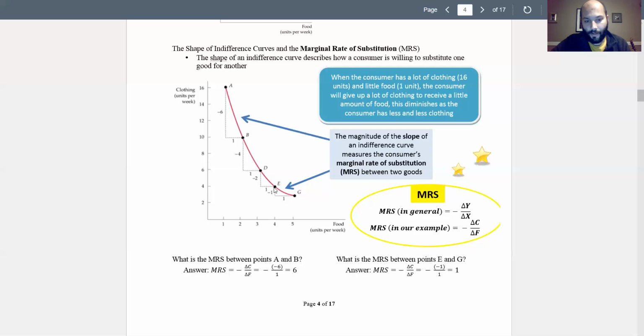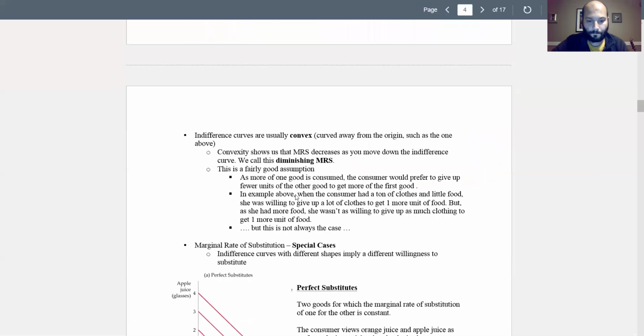Down here at point E, where we already have a whole bunch of food, getting an additional unit of food doesn't make us as happy. We're only willing to give up 1 unit of clothing, once we already have 4 food, for an additional unit of food. Okay, so the marginal rate of substitution is the slope of any indifference curve, and it's showing us a consumer's willingness to substitute one good for another.